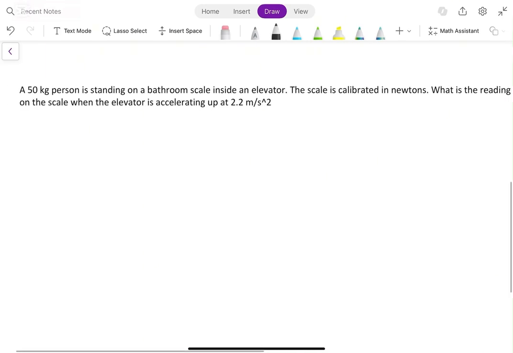A 50-kilogram person is standing on a bathroom scale inside an elevator. The scale is calibrated in newtons. What is the reading on the scale when the elevator is accelerating up at 2.2 meters per second squared? So let's try to figure this out with our givens.